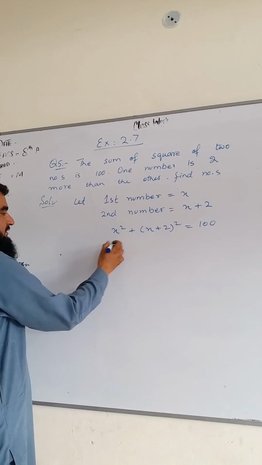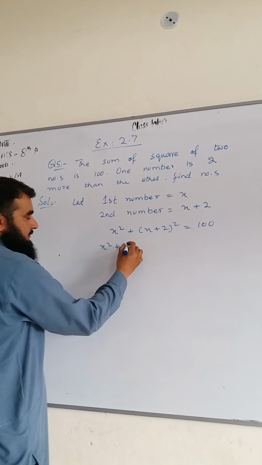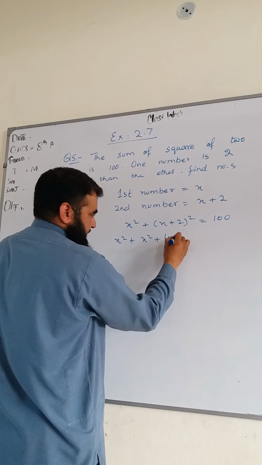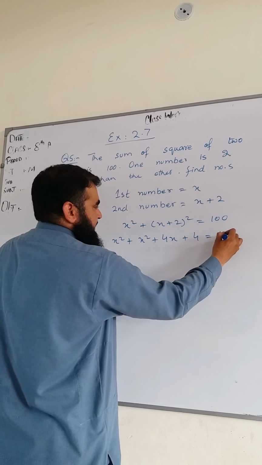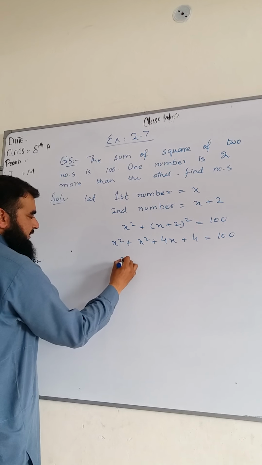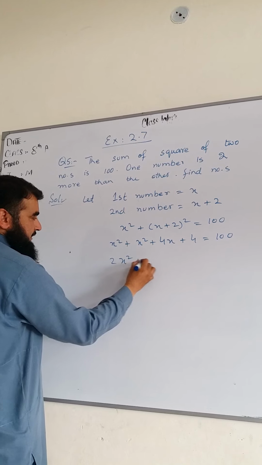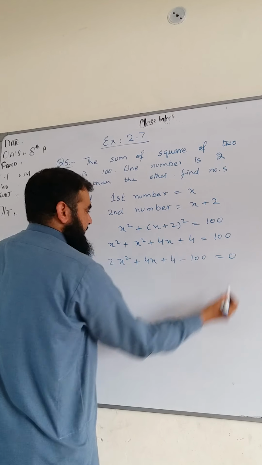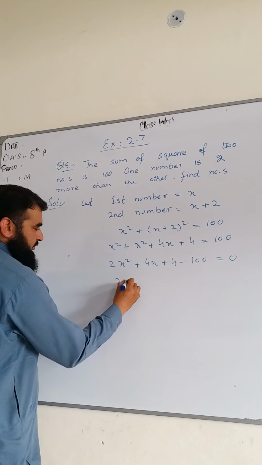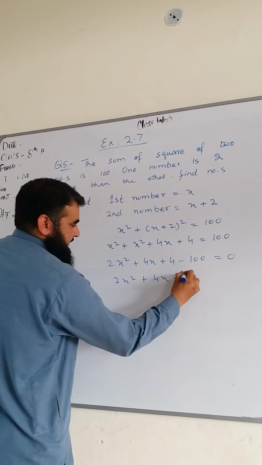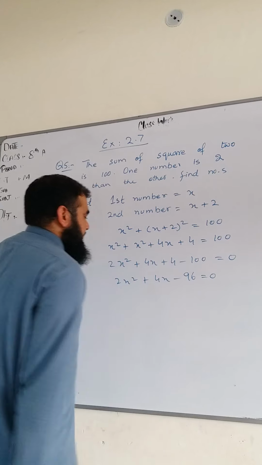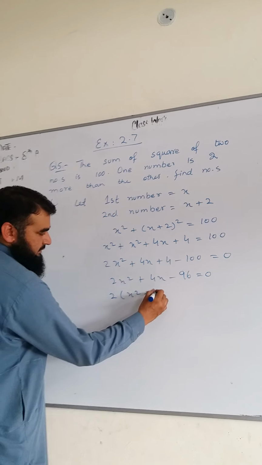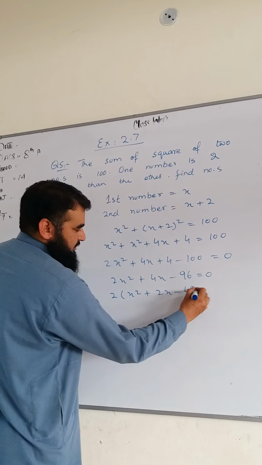So open the square of this equation. So x square plus 4x plus 4 is equal to 100. Then adding these, 2x square plus 4x plus 4 minus 100 is equal to 0. So 2x square plus 4x minus 96 equals 0. Now we can take 2 common. So x square plus 2x minus 48 equals 0.